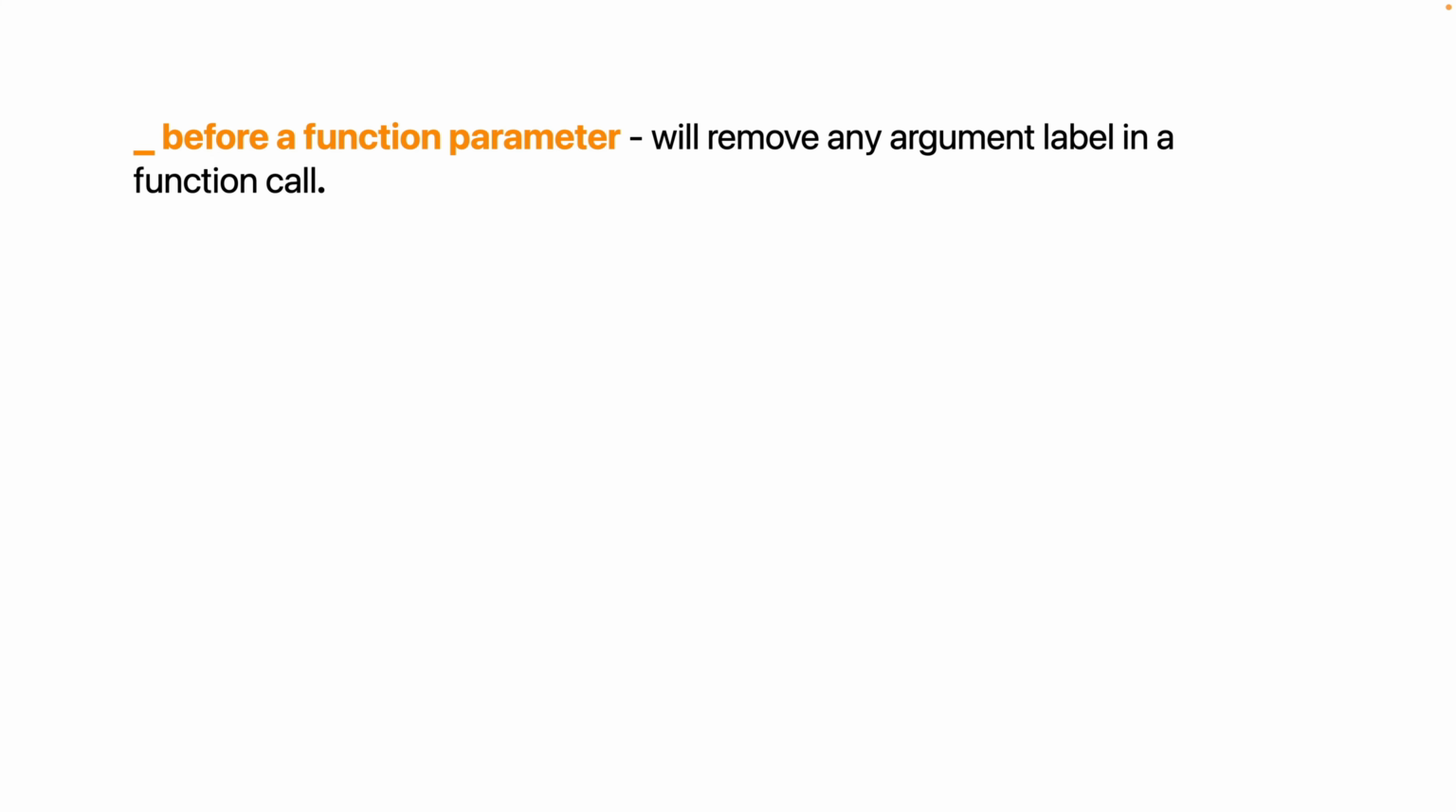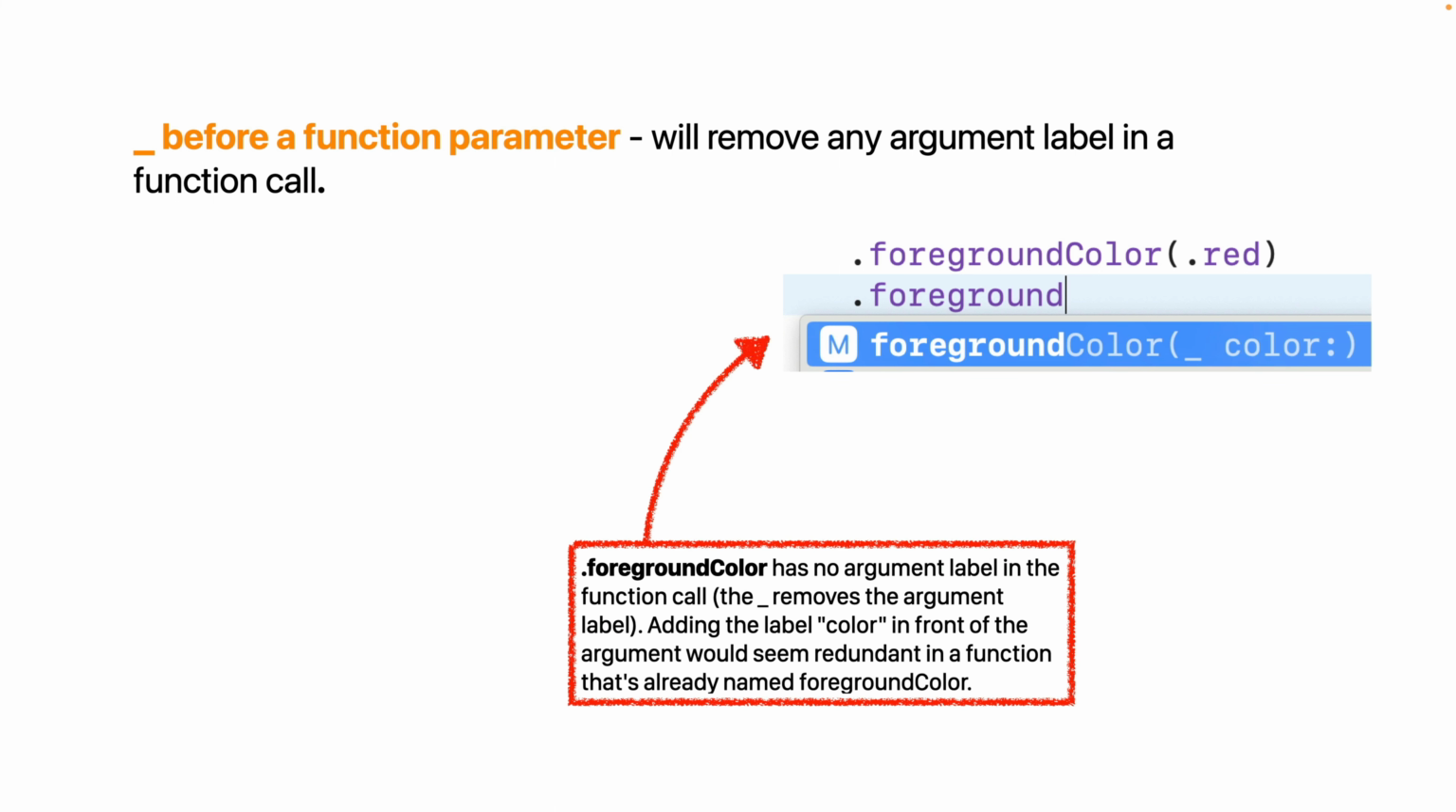Finally, it's possible to preface a parameter name with an underscore if you don't want to use any argument labels in the function call. And again, you've already seen this in Swift. Here's a call to foreground color. And you see what it looks like in code completion below? We have an underscore just before color.